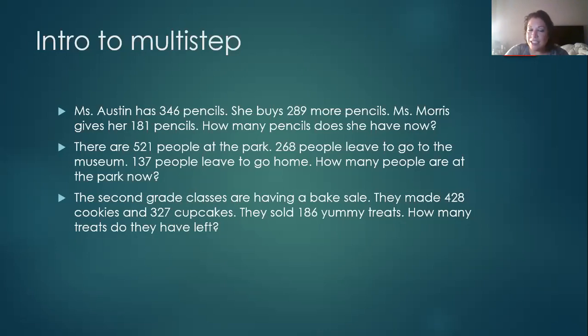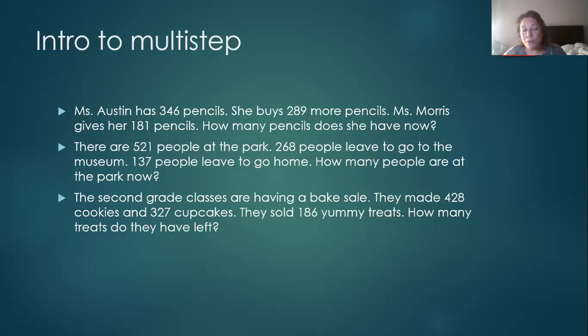Once again, it is showing you that there's three numbers happening. So there were a bunch of people at the park, some left for the museum, and then some left to go home. And the last one, the second grade classes are having a bake sale. They made 428 cookies and 327 cupcakes. They sold 186 yummy treats. How many treats do they have left?